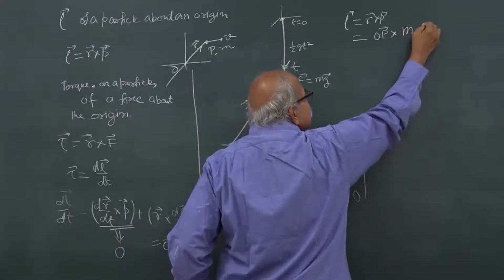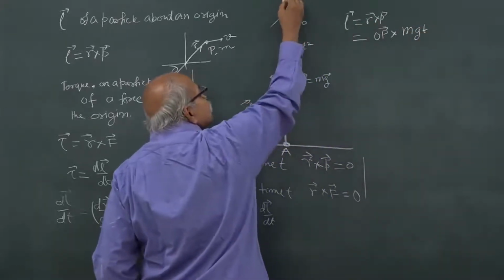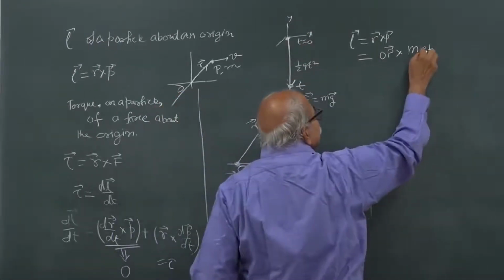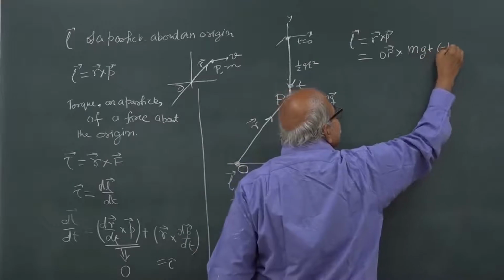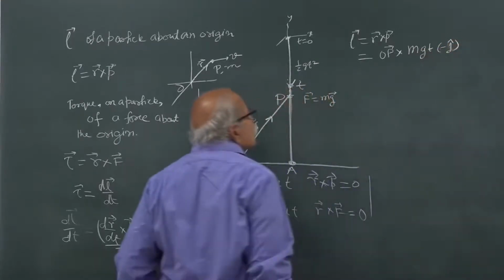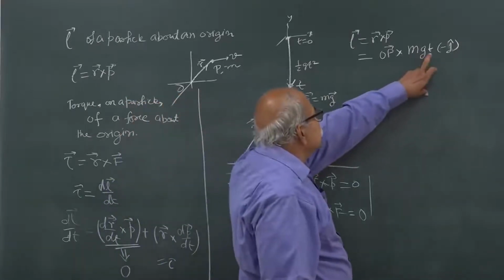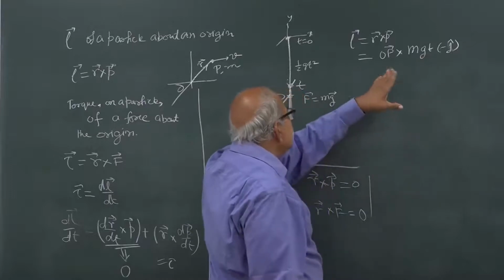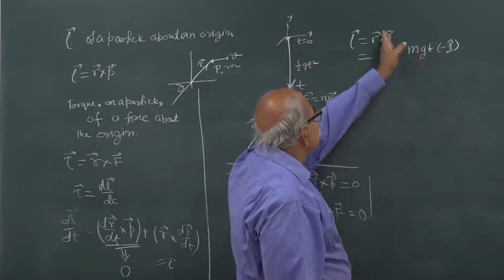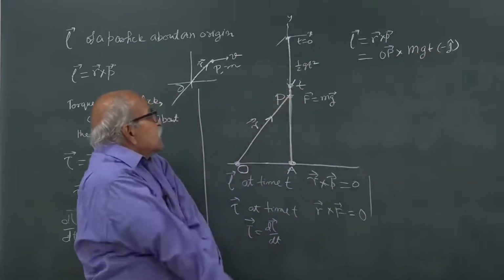What is the velocity? g t. If I call this, let us say, the x axis, and this the y axis, then the velocity is g t in the minus j cap direction. Velocity is v equal to u plus g t, u is 0 and therefore, it is m g t, mass times velocity, and then the direction of the velocity is in the minus j cap direction.